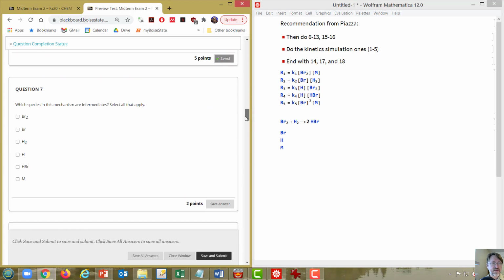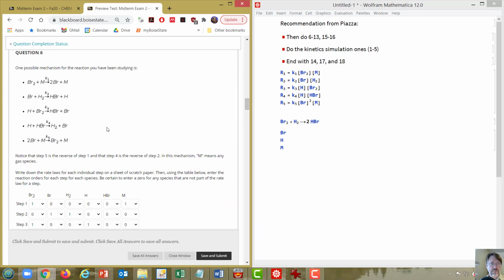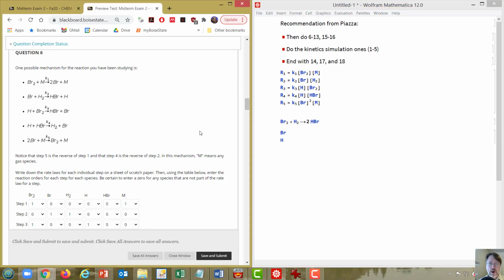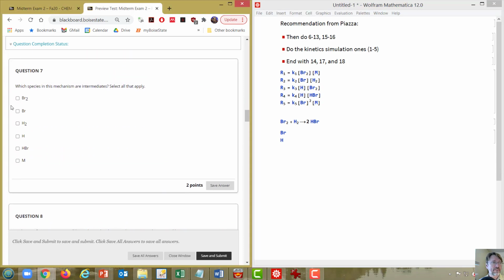If we look at the form of the mechanism right here, we see that the only place M appears, it is both a reactant and a product. So M is going to be a catalyst. Br and H, however, Br is formed and Br is removed. H is formed and then H is removed. So Br and H are our 2 intermediates.